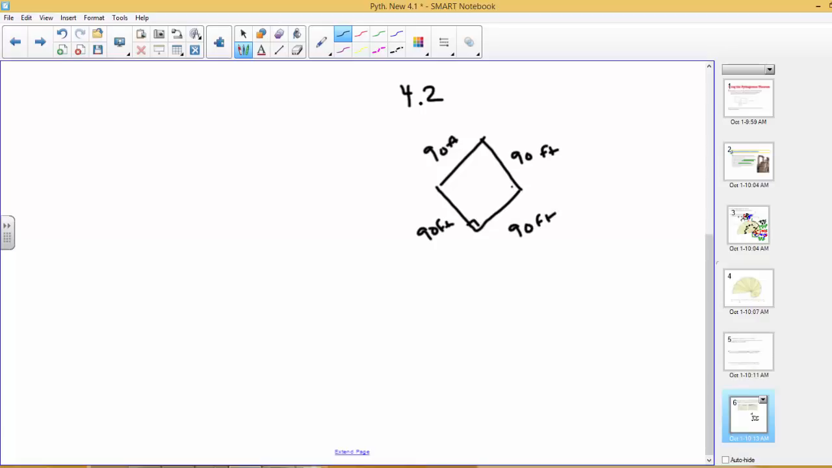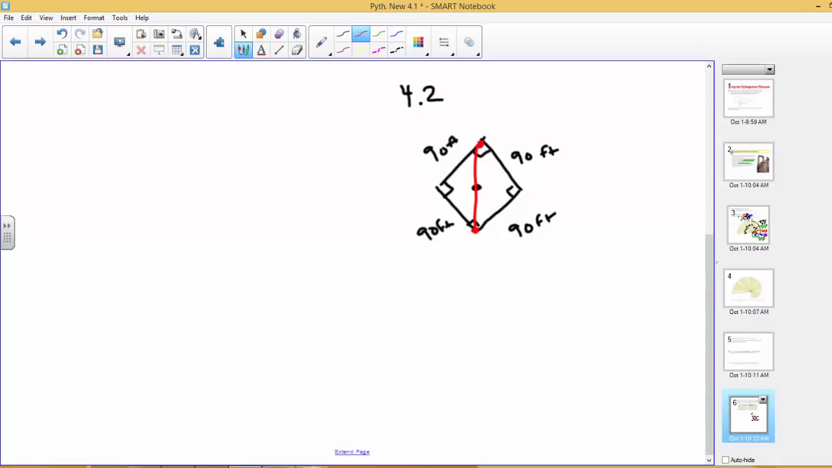And these are all supposed to be perfect 90-degree angles. And the pitcher's mound is right here. And letter A says, how far must the catcher throw the ball to second base? It says the catcher is standing on home plate and the second base person is standing right on home plate. Isn't that convenient?